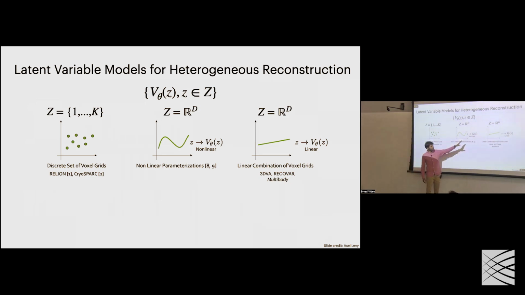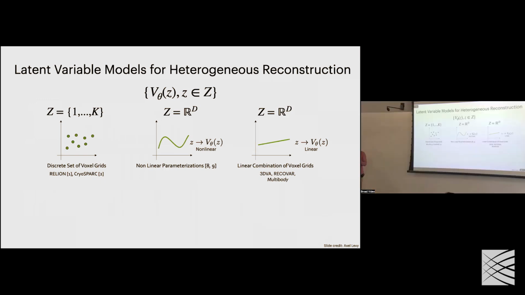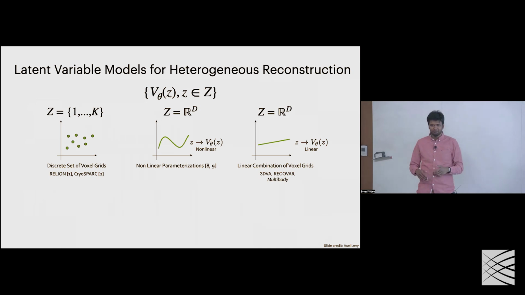But now we'd like to tackle this case where z belongs to some continuous range of values, which will help us parameterize more continuous motions. In general, we can have both nonlinear and linear parameterizations. There are a set of tools, 3DVA, RECOVAR, where the mapping from this conformation to the volume is linear, so it uses techniques like PCA. And then there are also classes of models, for example using deep learning, that have a nonlinear mapping from Z to this volume space.